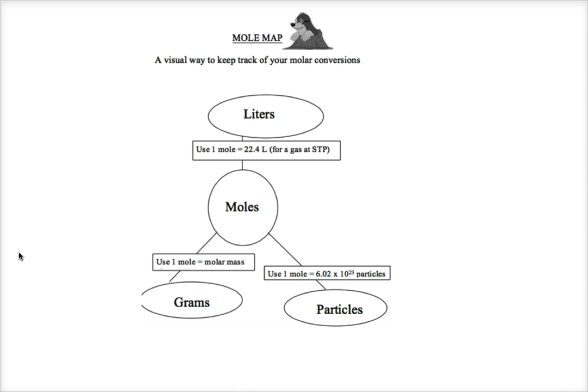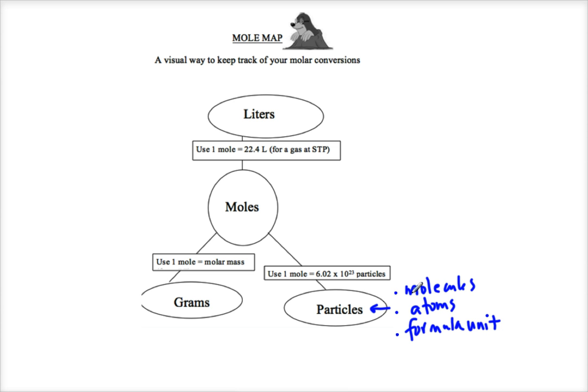Well, what are particles? Particles are any, if you see the word molecules, or atoms, or formula units. Formula units is just the name that we give to an individual particle of an ionic compound. So any of those three examples are all examples of particles. Particles is a generic term. If you wanted to convert between moles and particles, you would need to use the conversion fraction of 1 mole is equal to 6.02 times 10 to the 23 particles.